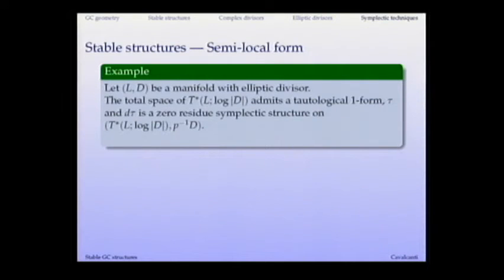Then you can look at the total space of this bundle here, T star log D. And just as in the symplectic case, you get a canonical 1-form, like a tautological 1-form. Here you also have a tautological 1-form on this space. And if you take d of this tautological 1-form, you get a zero residue symplectic structure on the total space of this thing, for which the divisor is the inverse image of D. Okay? And the zero section is Lagrangian. It's a brane for this structure.